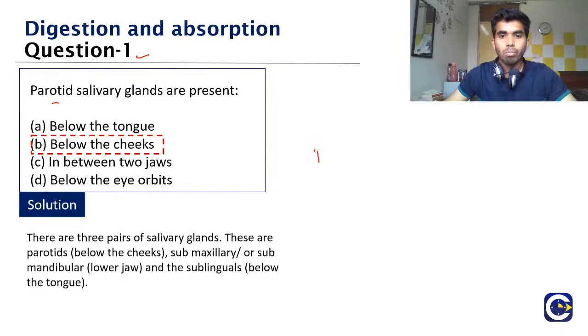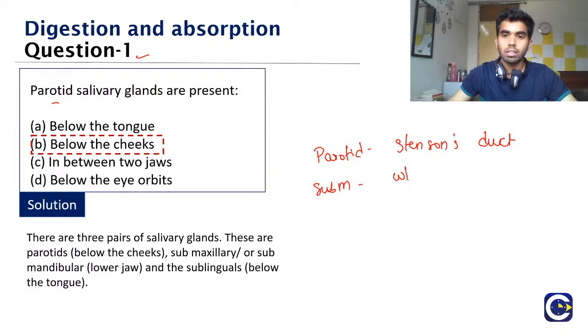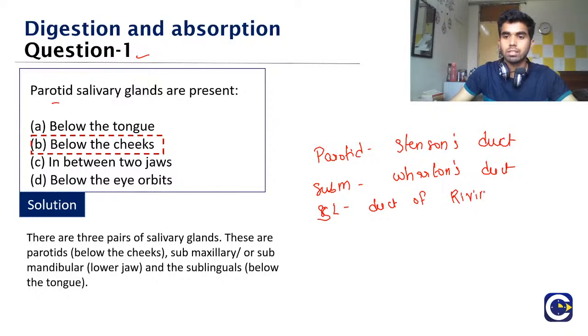So for the parotid gland, the name of the duct is Stenson's duct. For submandibular gland, the name of the duct is Wharton's duct. And for sublingual, the name of the duct is duct of Rivinus. Okay, it is duct of Rivinus. All three has been asked in the examination.